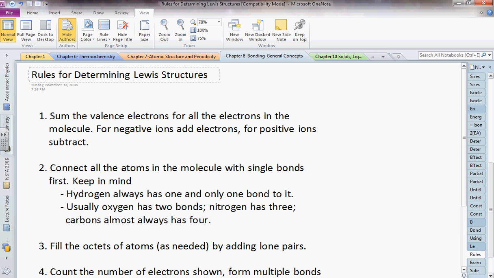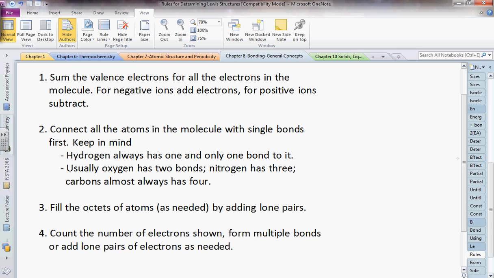So usually the hydrogen atoms would be surrounding other atoms. Oxygen will usually have two bonds, nitrogen 3 and carbon 4. There are exceptions to this, but those are exceptions. The rule is to try to keep it so that oxygen, nitrogen, and carbon have the appropriate number of bonds. After you have everything connected, you then fill any valence shells, what we call the octet, up with lone pairs, and I'll show you how that's done. And then we count the number of electrons shown. If we have too many electrons, then we start to form multiple bonds by erasing lone pairs, and that will reduce our number, and you'll see how that's done as well.